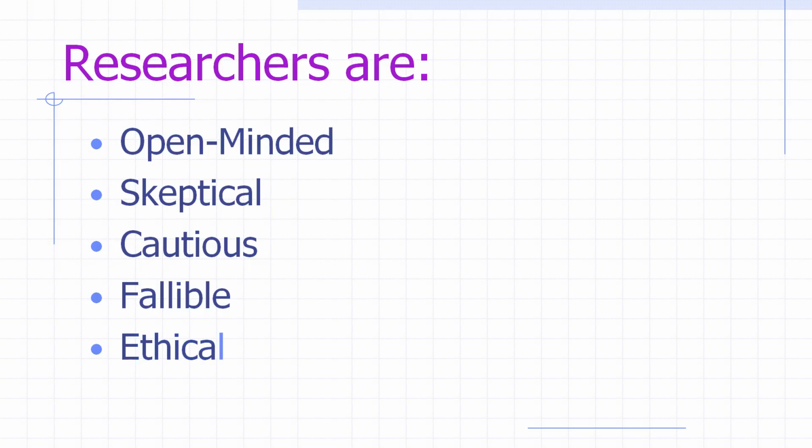But I think one of the most important things about researchers is that we're ethical. And next week's class and the video that goes with that will go over ethics in social work research in more detail. Okay. So there are different types of research.